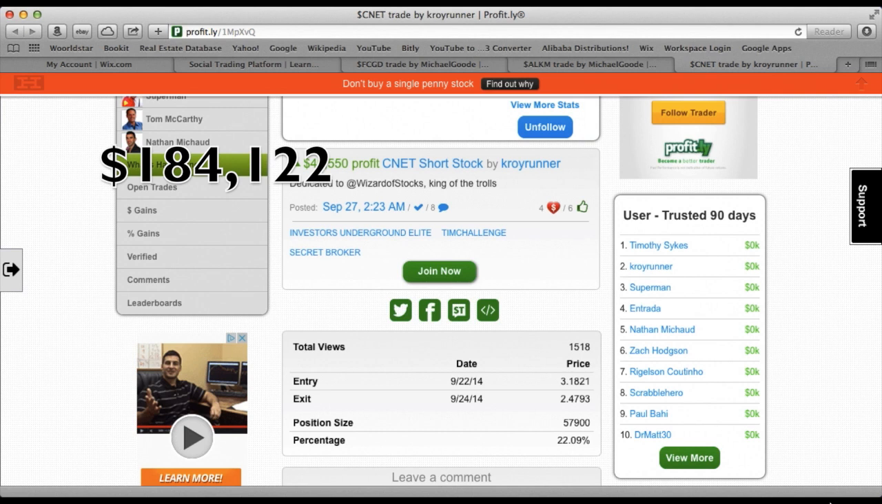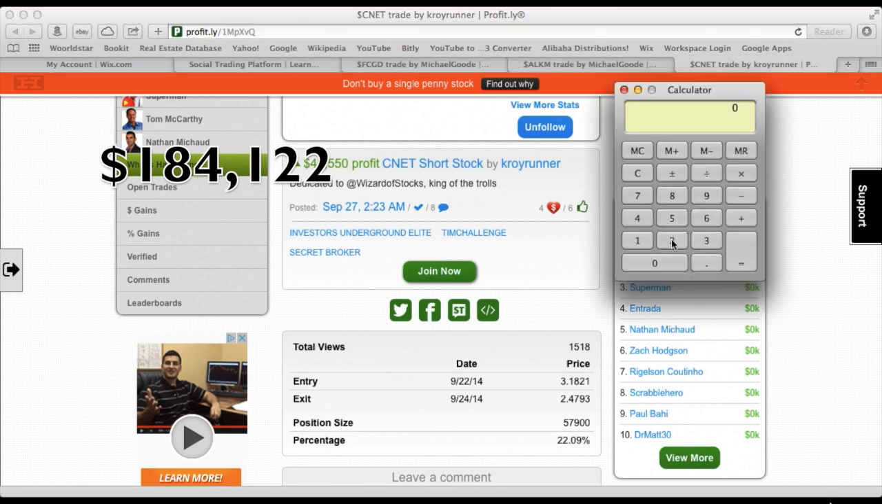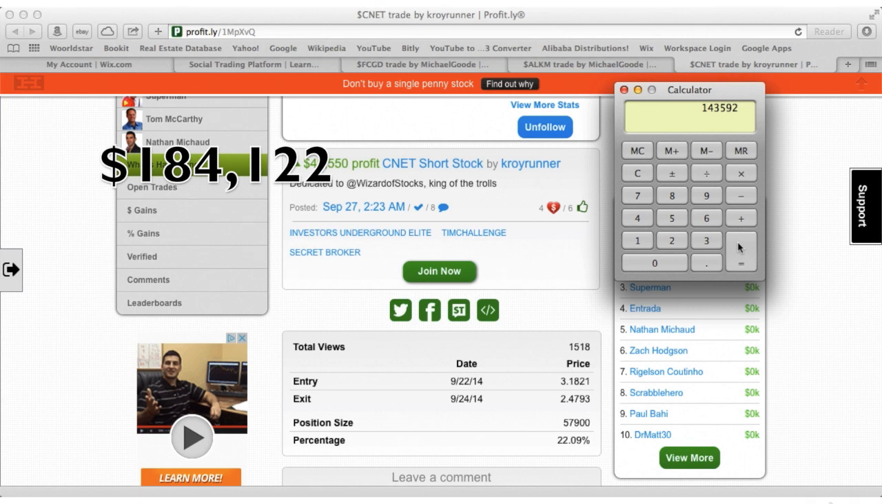So now 2 days later, which was September 24th, he bought those same 57,900 shares back for $2.47. So let's just do the math on that. So we'll round that up to 248. 248 times 57,900. That's $143,592.